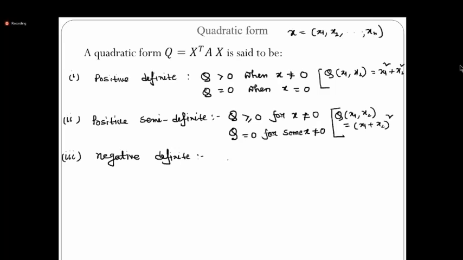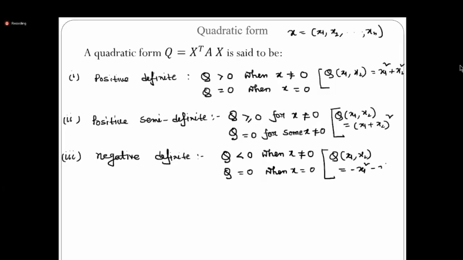When it will be called negative definite? I hope now you can understand that the quadratic form will be less than 0 when x is not equal to 0, and it is going to be equal to 0 when x equals 0. Now, if I ask you for an example of the negative definite case, anyone? Minus x1 square minus x2 square. Very good. Q(x1, x2) equals minus x1 square minus x2 square.